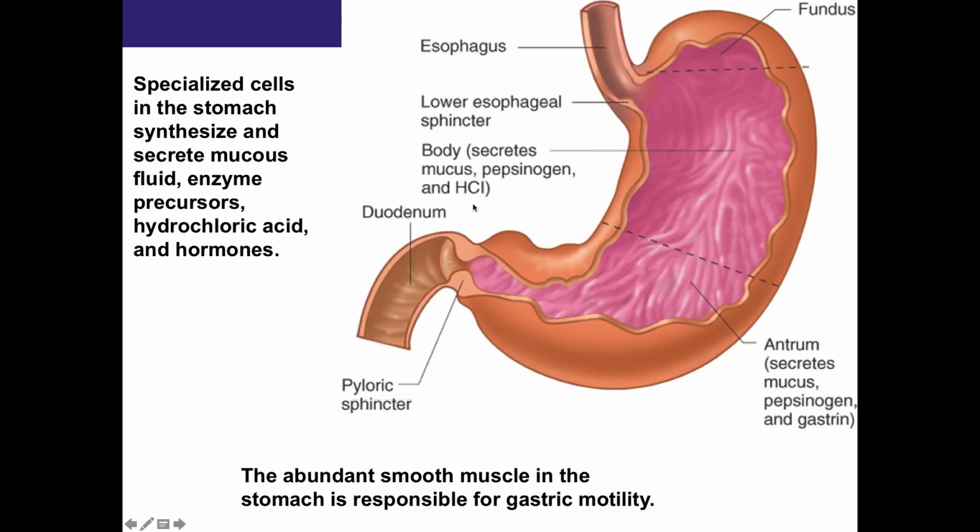The antrum here is the lower half of the stomach. It also secretes mucus, pepsinogen, and gastrin. So the G cells are located in the antrum. G for gastrin. And then the pyloric junction and the duodenum.